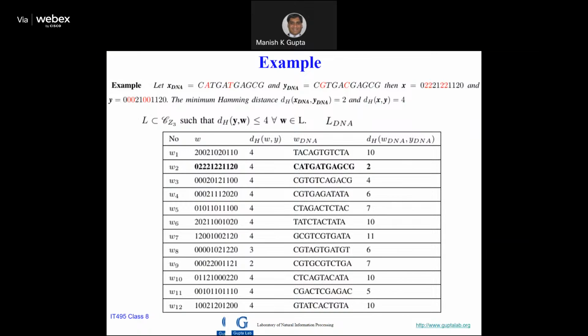Now we are computing. Y DNA is received, and I'm computing the distance of Y DNA with every vector in the whole set of DNA strings. W DNA is any arbitrary vector in the whole set, and I'm comparing its distance with Y DNA, the received vector. When the vector is this TACAG, whatever the first one, the distance is 10. Second one, it is 2. All these are 4, 6, 7, and so you see it is more than 2. So only this vector has distance 2, the second one, right?